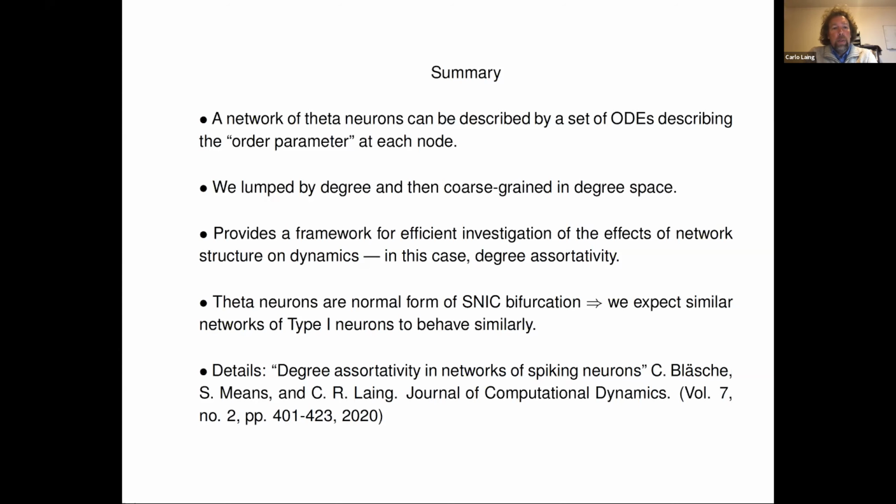Theta neurons, that's the normal form of a SNIC bifurcation. So we expect similar networks of type 1 neurons to behave similarly. And if you want any more information, there's a paper that came out quite recently in this special issue of the Journal of Computational Dynamics, and the details are there.